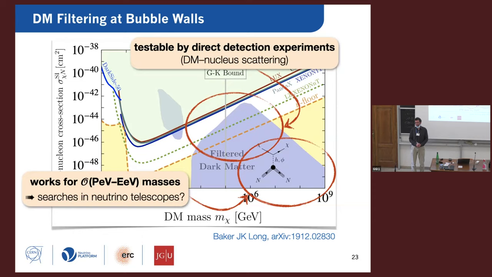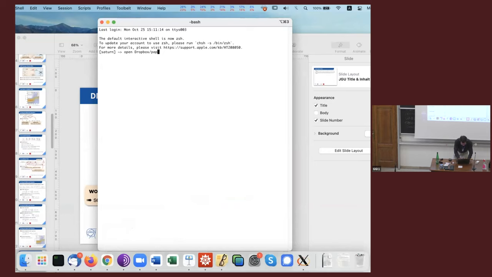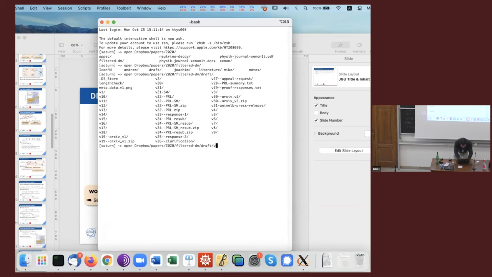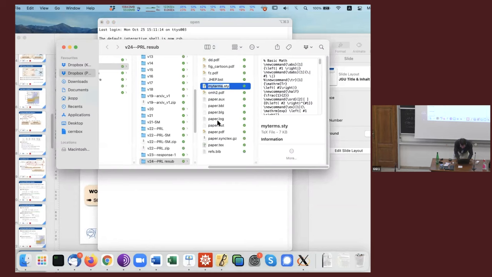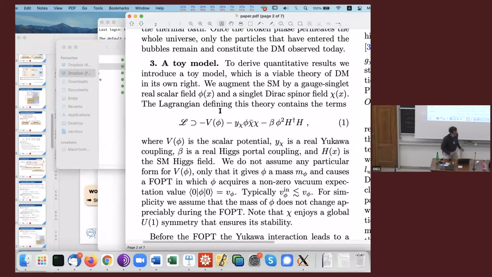Okay, yes, I can quickly open the paper and show you that. Just a moment. Okay, so these are the terms in the Lagrangian that we require for the general mechanism to work. We require the coupling of the scalar to the fermion, and we require the Higgs portal coupling. We are deliberately being agnostic about the potential. We are saying what properties the potential has to satisfy, but we are being agnostic about what the precise shape of the potential is that realizes this.